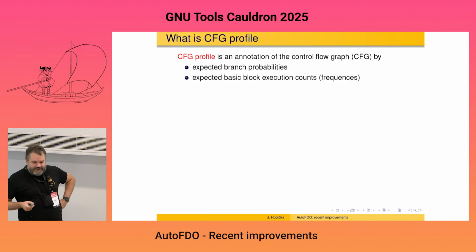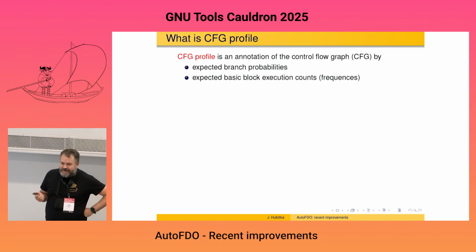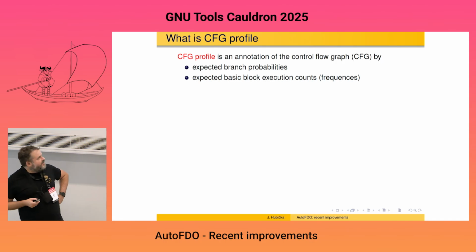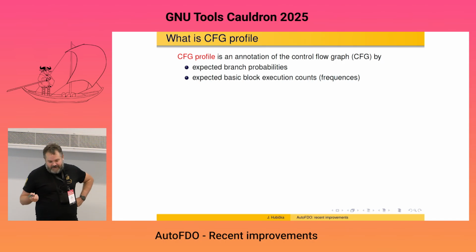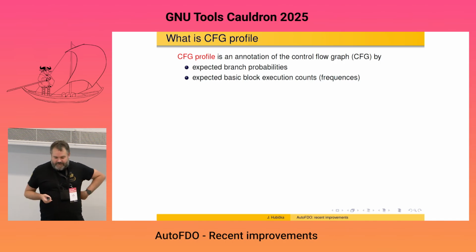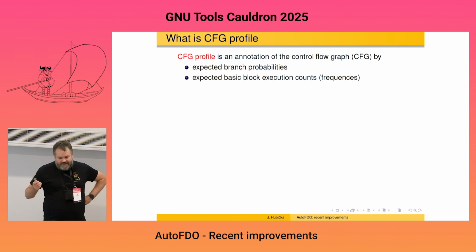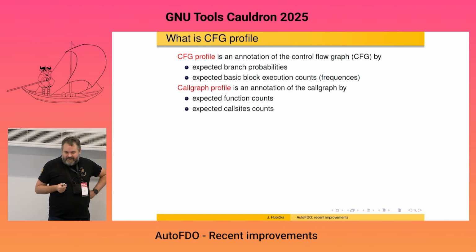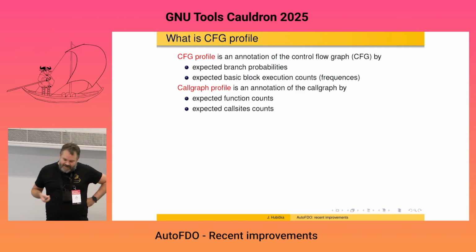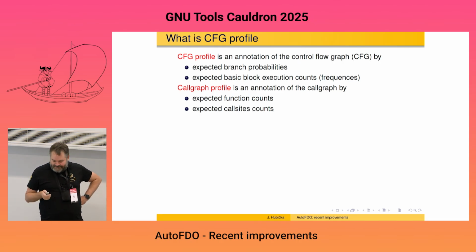I will start with a short overview. What's the profile in GCC? Basically, we can think of three profiles we are handling. The first thing is the CFG profile. We have the control flow graph, and we annotate it with expected branch probabilities and expected execution counts, which is used for optimizations, like deciding where to spill your register or do other things. We have a call graph profile, which is basically the same thing, but on the function level. So we have expected function execution counts and expected call site execution counts.